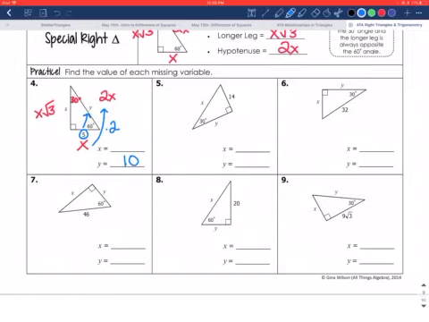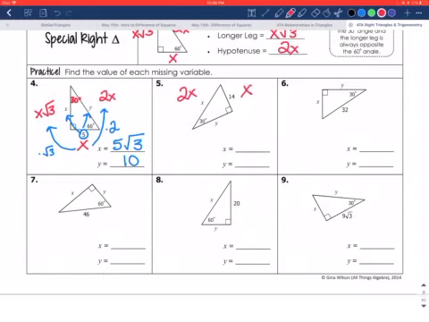That's it. Okay, so these ratios kind of show you how to get from one to the other. To get from x to x square root of 3, what did I do? I multiplied by the square root of 3. So to get from 5 to x, I'm going to do the same thing. I'm going to take that 5 and I'm going to multiply by the square root of 3. Okay?